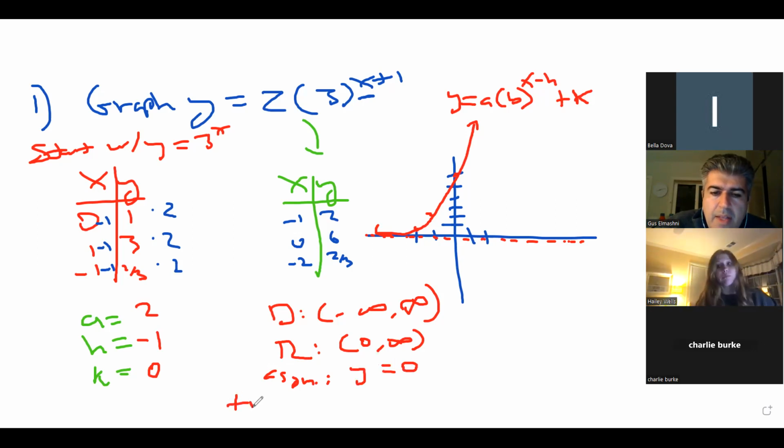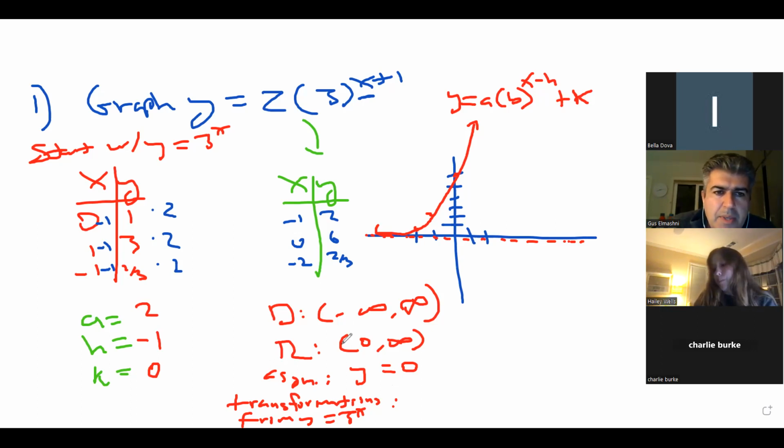And then finally, I'll ask you to state the transformations from the parent function. And I will even say what the parent function is. It's y equals 3 to the x. I'll have like a field where you fill it out, so you shouldn't forget to do it because the field will be there. It'll just be like a little table that you fill in the blanks.